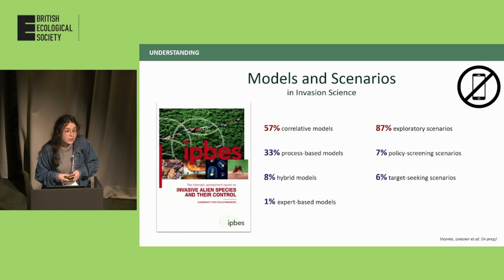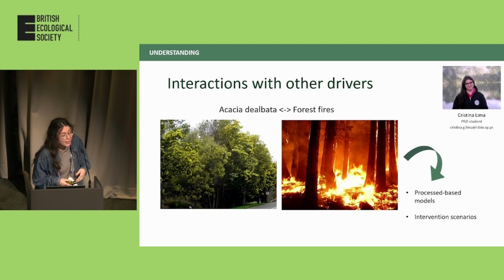And so in a systematic review in the context of the IPBES assessment on models and scenarios in invasion science, of course, the most common ones were correlative models and exploratory scenarios. So there is this opportunity to explore other approaches and use them for invasive species to better understand the system. And so, to exemplify this, I will talk to you about work from one of our PhD students in our group, Cristina Lima.